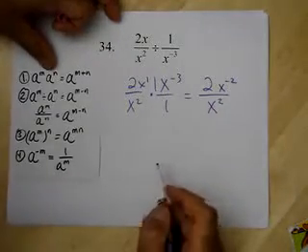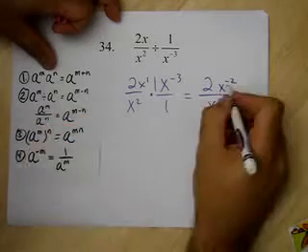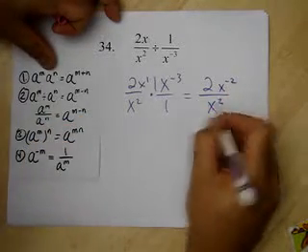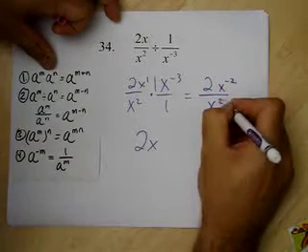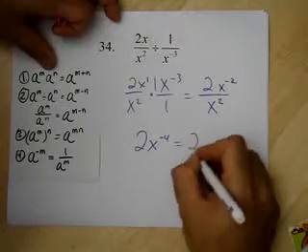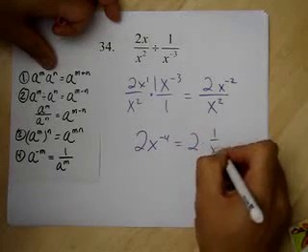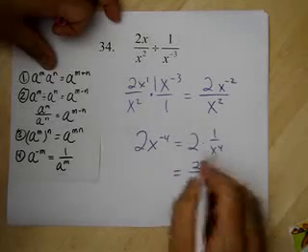Now what do I have to do? Well, I have the same base over it. So that looks like this, m minus n. So I have to do negative 2 minus 2. Oh my goodness. So I get 2x to the negative 2 minus 2, negative 4. You could also write it as 2 times 1 over x to the 4th, which is the same thing as 2 over x to the 4th. Okay?